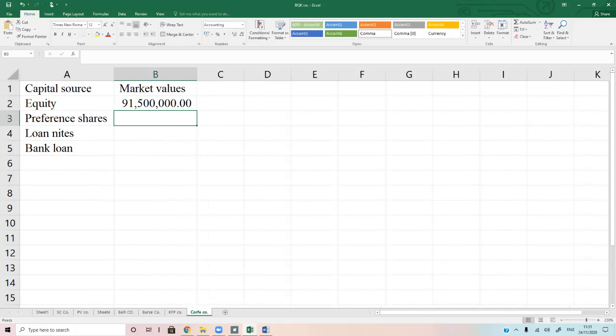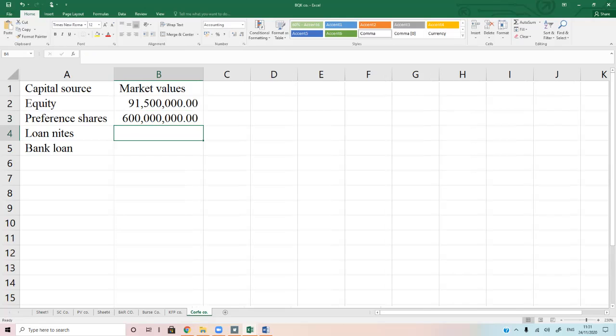Next is the market value of the company preference share. As per the balance sheet, the company has preference shares with a nominal value of 6 million. The nominal value per preference share is 0.75, therefore divide by 0.75. And the market value is 64 cents, therefore times 0.64. That gives the total market value of the company preference share.